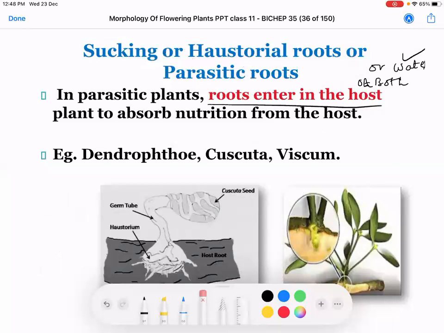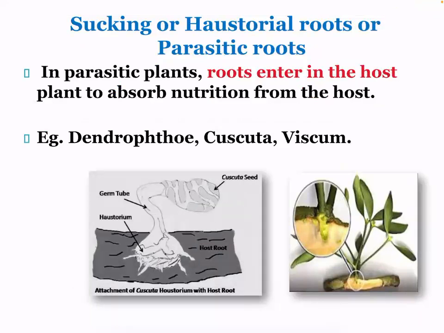They are reaching to their xylem or phloem in order to suck either food or water. Ready? So this is called sucking or haustorial or parasitic root. Please take the screenshot.